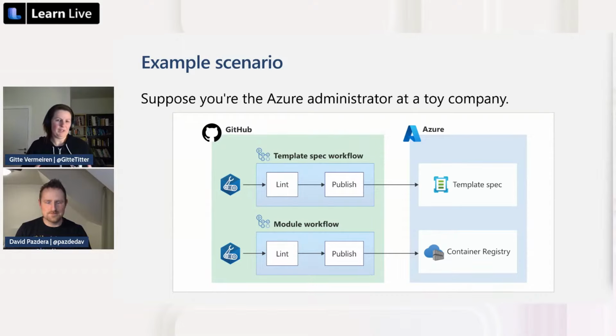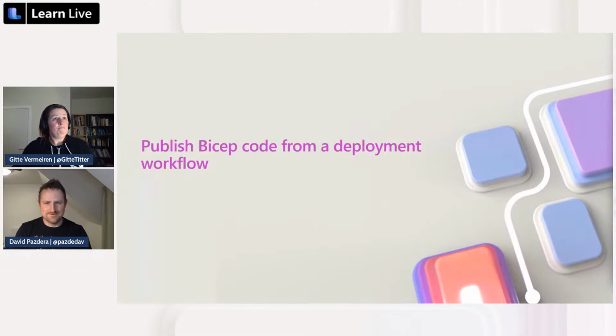So we'll be talking about a good GitHub Actions workflow that you can use to publish these template specs and modules. That's basically what this session will be about. Cool. So then, how do you do that? How do we get these into a deployment workflow?